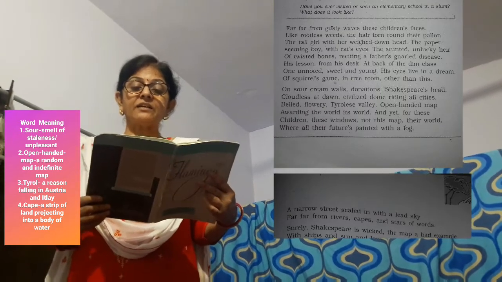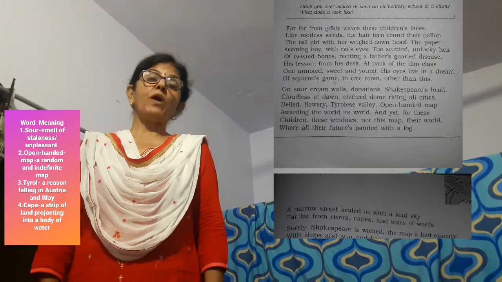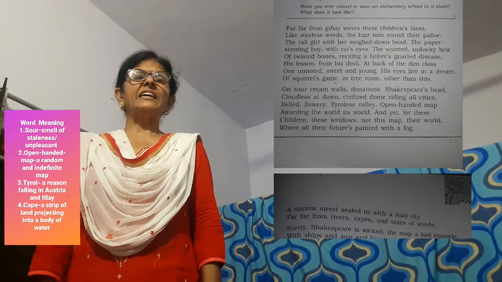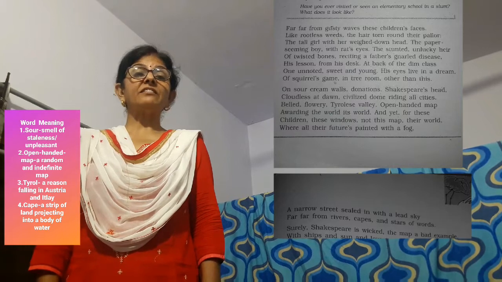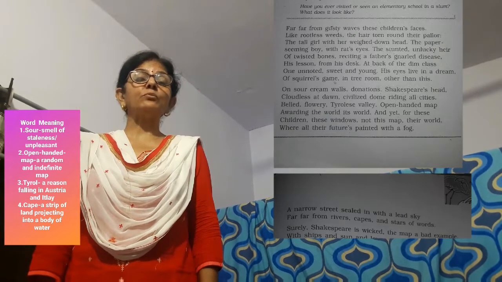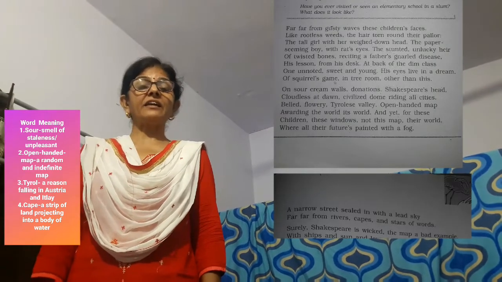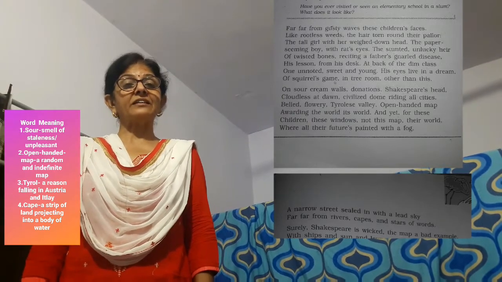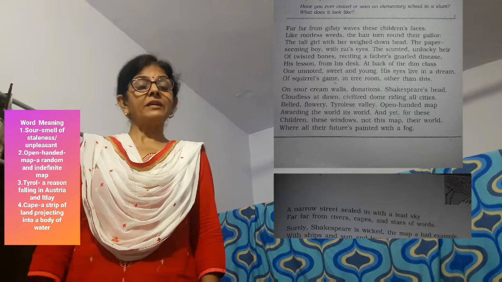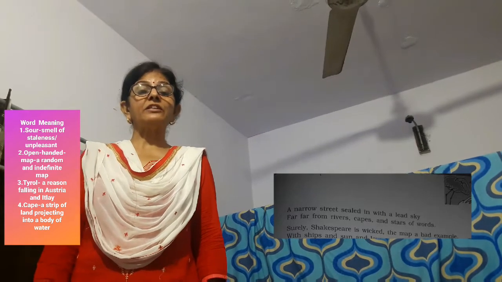A narrow street filled in with a lead sky, and their narrow street was sealed in, was closed by a lead sky. Lead sky means a dull sky, grey sky, the sky which had turned grey due to the fumes, due to the smoke coming from the factories and industry. The sky which had turned grey due to the fumes coming from the factory had sealed their narrow street, had blocked their narrow street, means they had no opportunity except living in this narrow street.